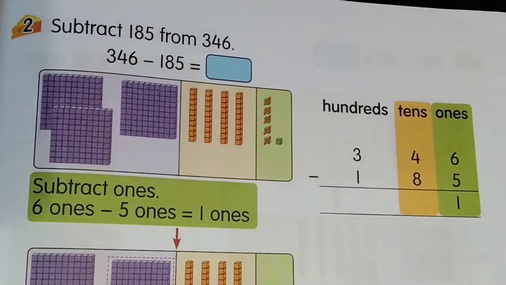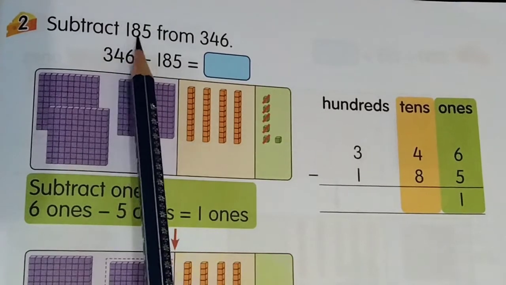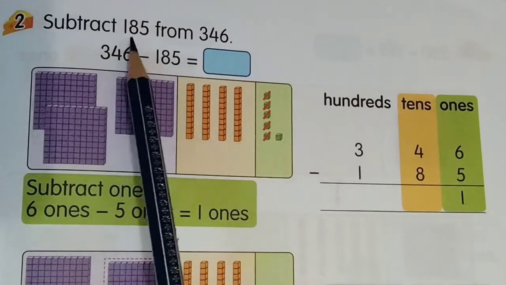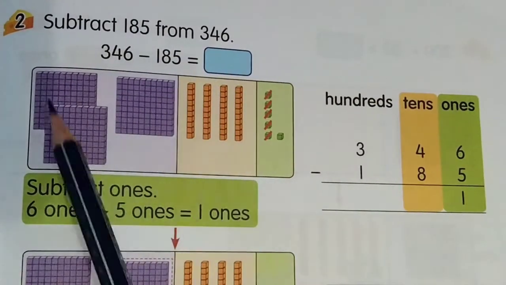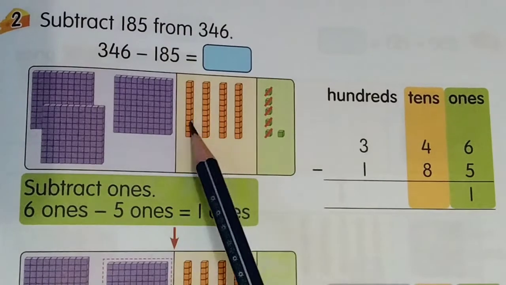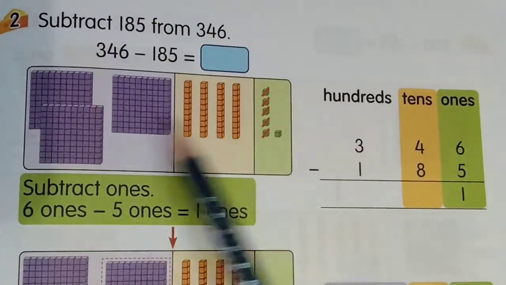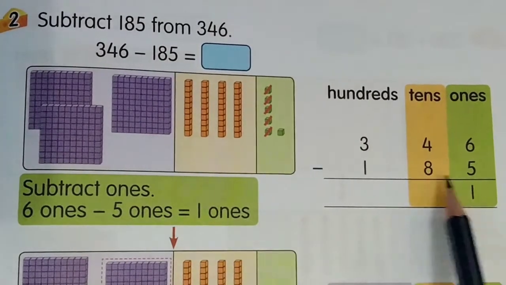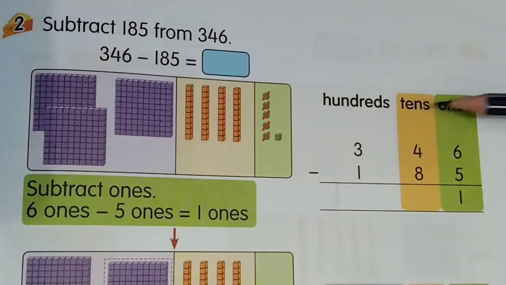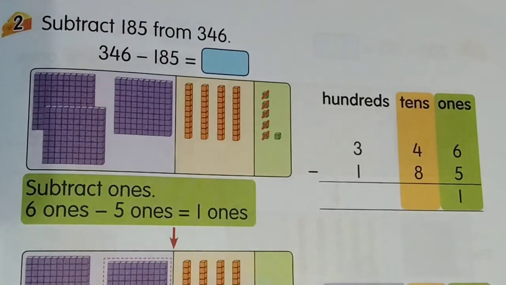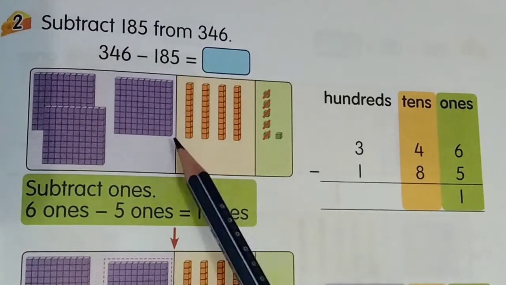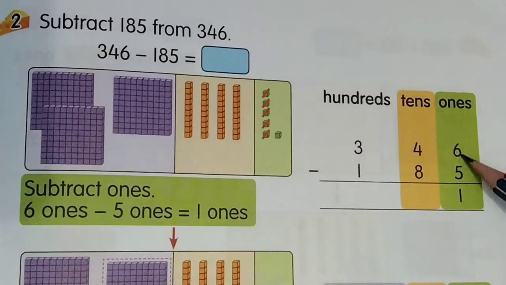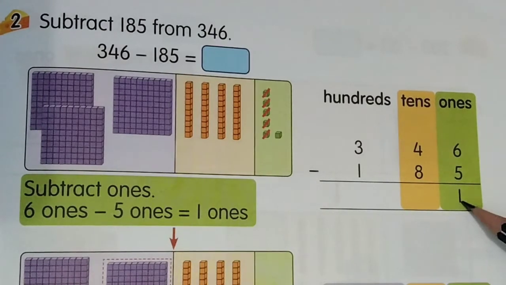And let's look at the second example. Subtract 185 from 346. Tolak 185 daripada 346. 346 minus 185. Okay, look at the place value. Subtract from the place value 1 first. Dari belakang sekali. 6 minus 5 is equal to 1.